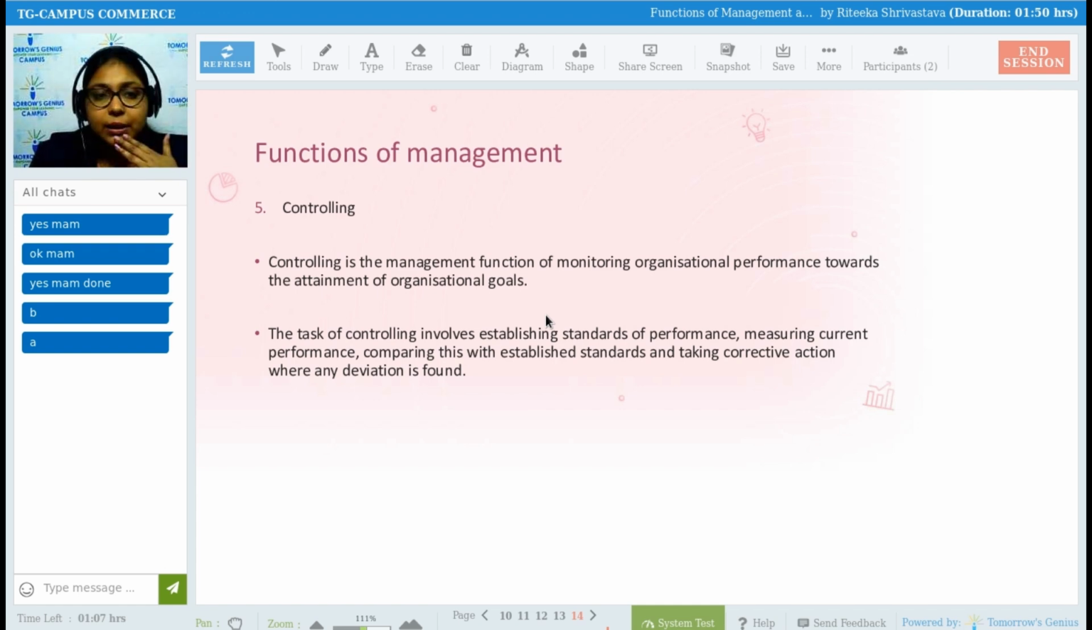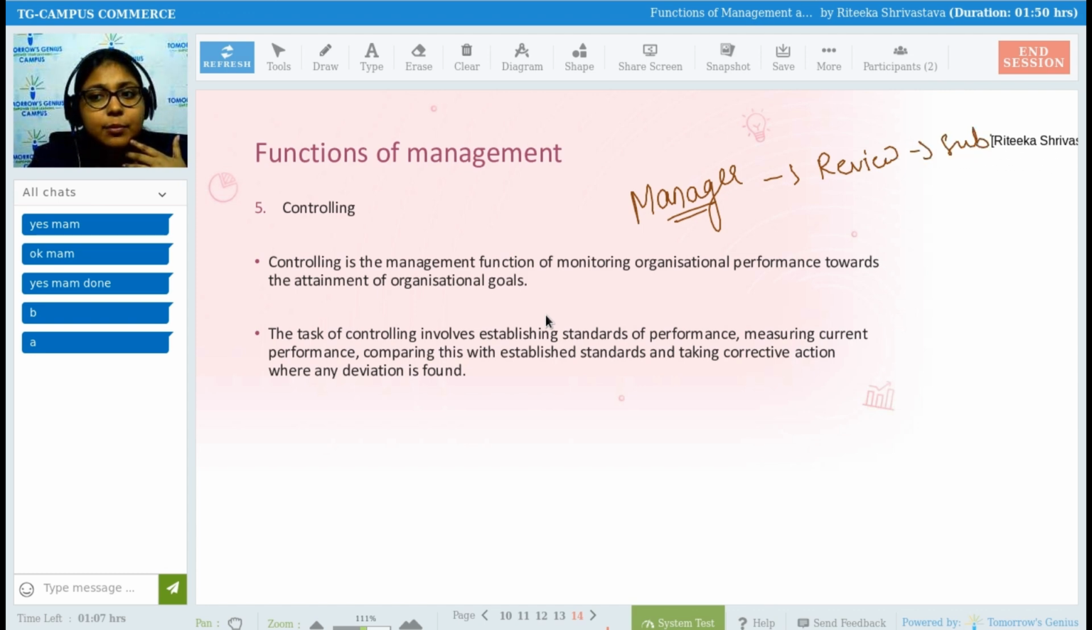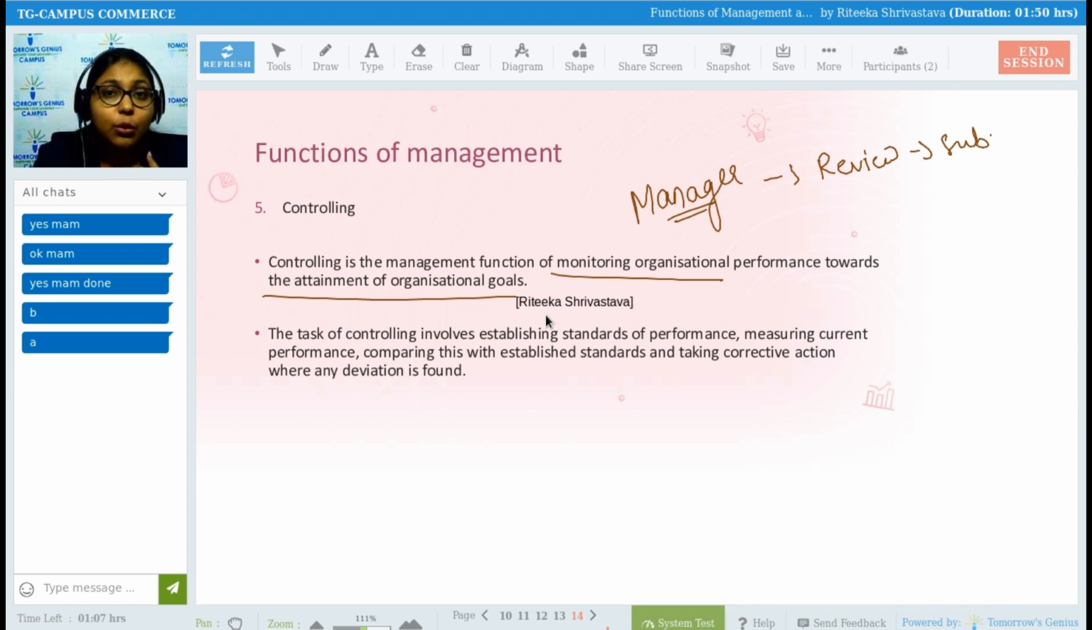Lastly comes controlling. What is controlling basically? Controlling means here the manager will basically review the work which is done by the subordinate. Accordingly, he will keep the control of the organization. So controlling is the management function of monitoring organizational performance towards the attainment of organizational goals.